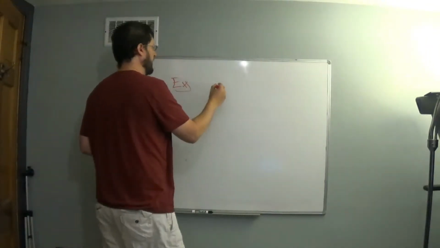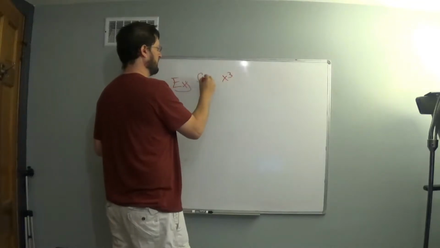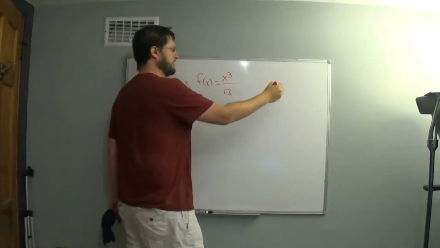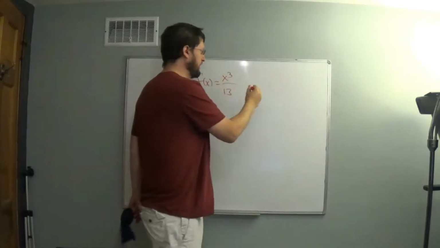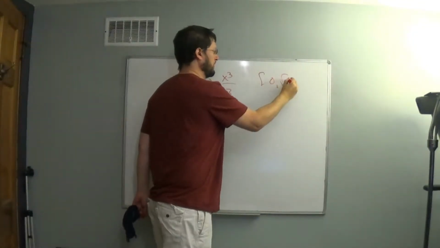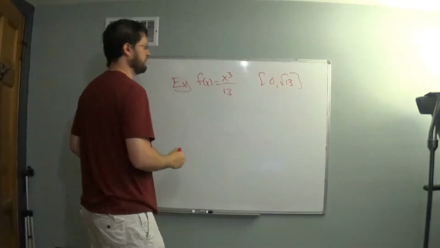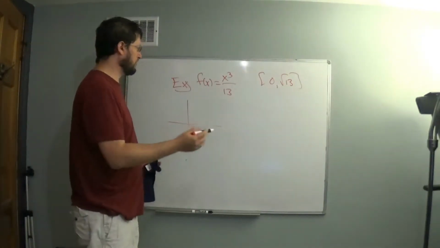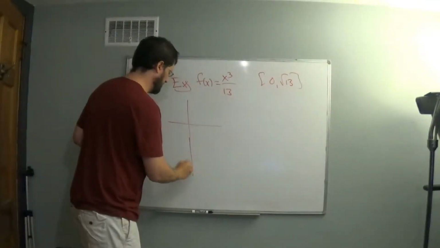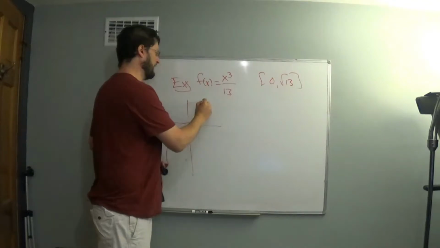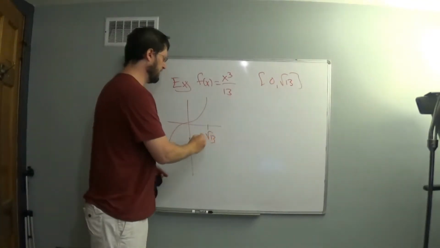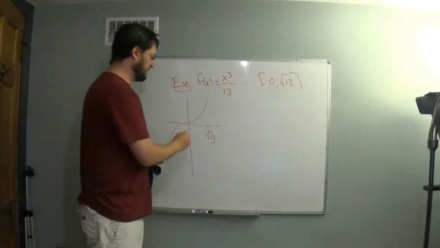Suppose that we have x cubed over 13, and we're going to take that and look at it from 0 to the square root of 13. That's where we want to look. So x cubed is an S curve shape. Dividing it by 13 just contracts it, so it's still essentially an S curve shape. And we want to go from 0 to the square root of 13. So this is the basic shape that we've got.